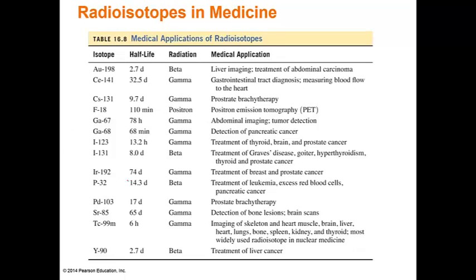So different isotopes that are commonly used are right here, and the different type of radiation that will come out. Measuring blood flow to the heart, gamma, positrons. Abdominal imaging, tumor detection, gallium. Iodine, treatment of thyroid, brain and prostate cancers, iodine for Graves' disease, hypothyroidism, thyroid, prostate cancer. So we can just see these isotopes in the way that they're used.